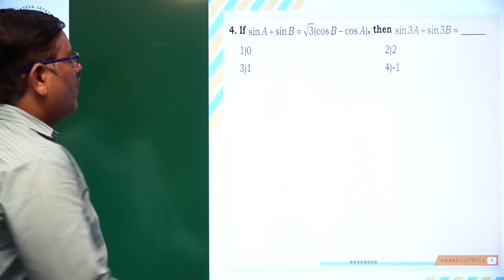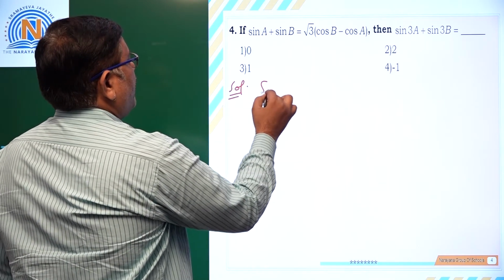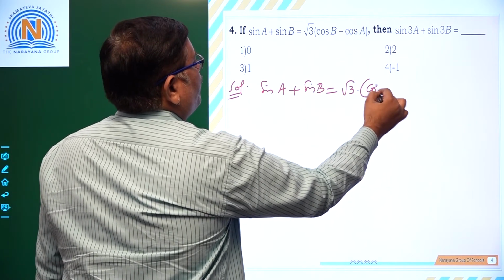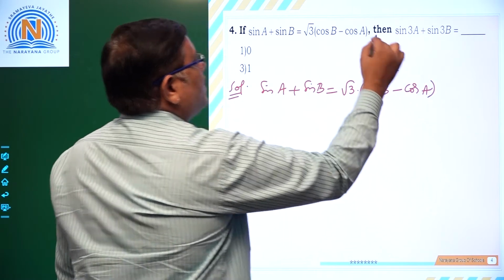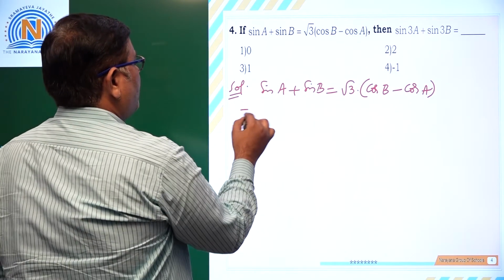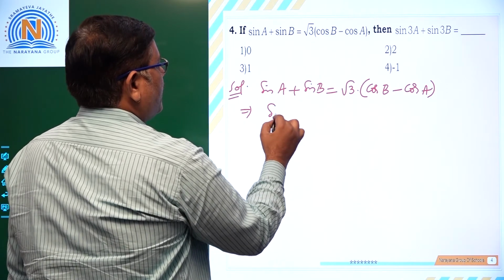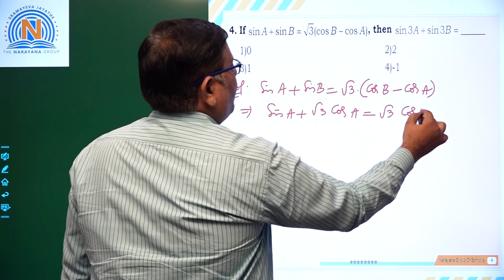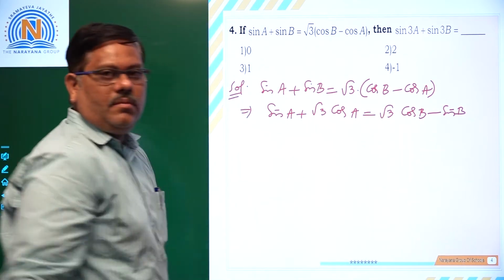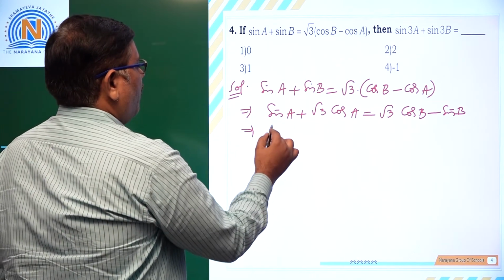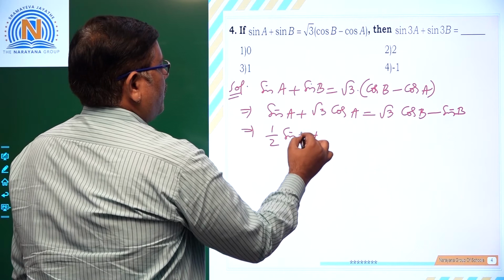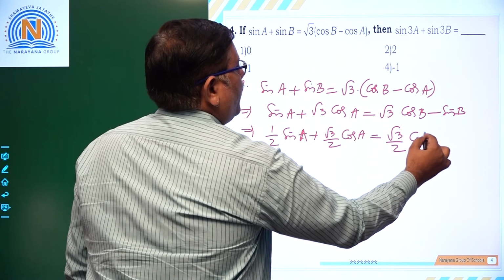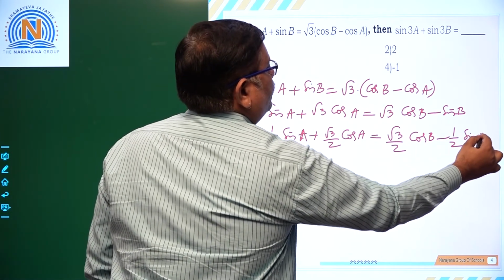Sin A plus sin B is equal to, so what is given for us? Sin A plus sin B is equal to root 3 times cos B minus cos A. Then what is the value of sin 3A plus sin 3B? Let us try to solve it in this way. We can say sin A plus root 3 cos A is equal to root 3 cos B minus sin B. Both the sides divide with 2. So we have 1 by 2 sin A plus root 3 by 2 cos A, that is equal to root 3 by 2 cos B minus 1 by 2 sin B.